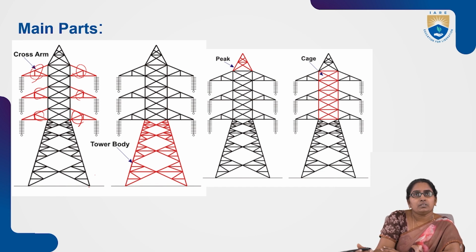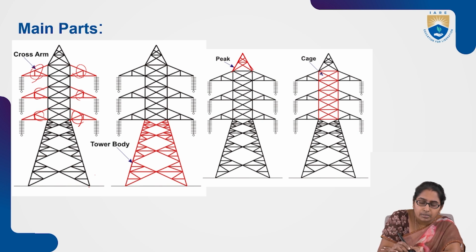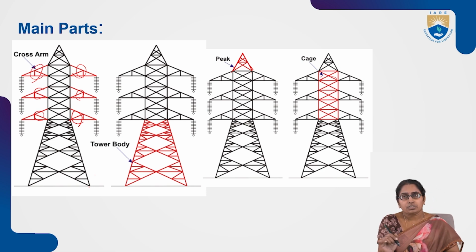Then on the top, we see that this is called the peak. This shaped one is called the peak, and this cross part is called the cage.